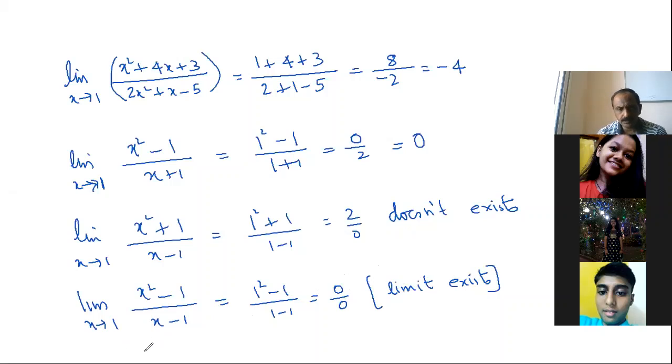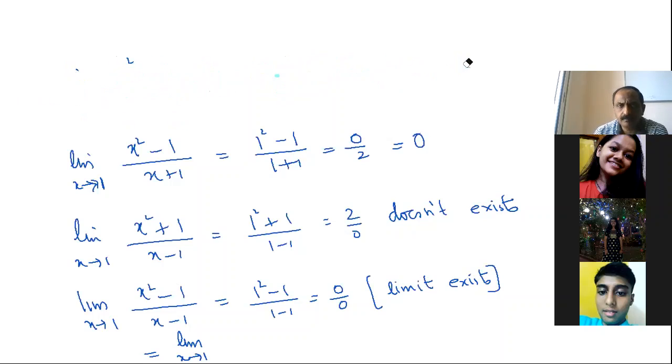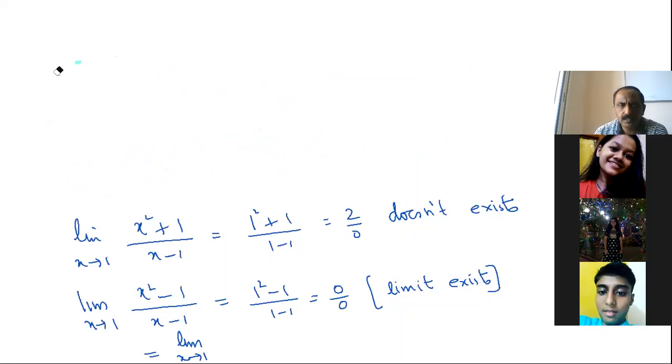How to do this problem is, if x is tending to 1, numerator and denominator will have a common factor. Whenever you get 0 by 0, the numerator and denominator will have what? Common factor. And what will be the common factor? X is tending to which number? 1. So x minus 1 will be the common factor.